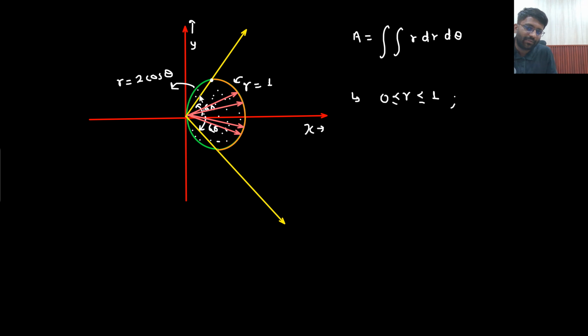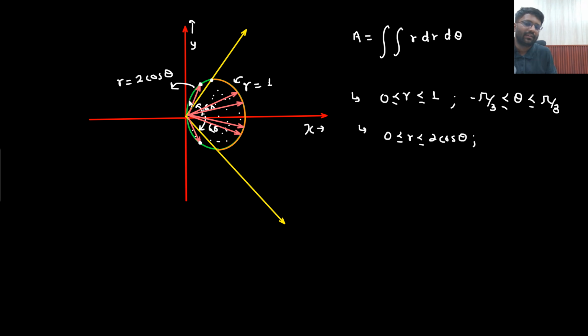But only for the angle between minus pi by 3 to plus pi by 3. Did you understand this point or not? Between minus pi by 3 to plus pi by 3 only, r is going from 0 to 1. You ignored this particular scenario, no? You can see this scenario as well. So r is going from 0 till this boundary, so r is going from 0 to 2 cos theta.